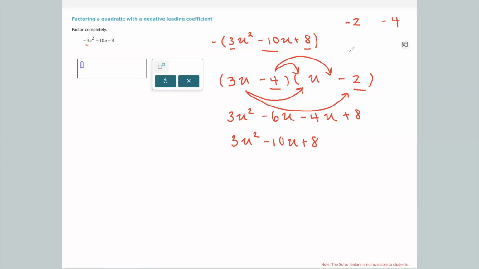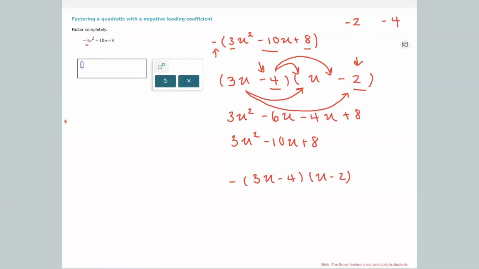Now, you might be thinking, how did I know to put the -2 here and the -4 here? Part of that's just I've done a lot of these, intuition, but also keeping in mind, whatever I put here, I'm going to be multiplying by 3. So if I put the -4 here, well, 3 times -4 would be -12, and already that's more than I want for this middle term. So that's what gave me the hint to put -2. So our answer, don't forget, we have this negative out front. I'm going to have negative times 3u minus 4 times u minus 2.